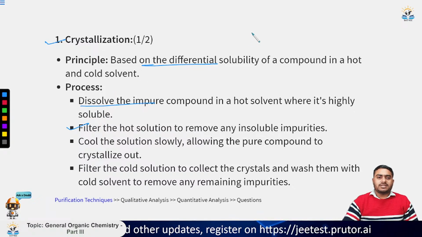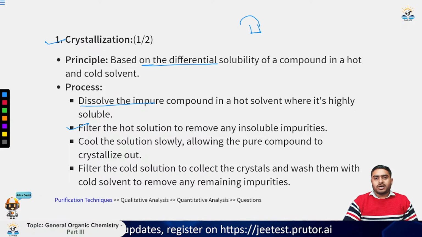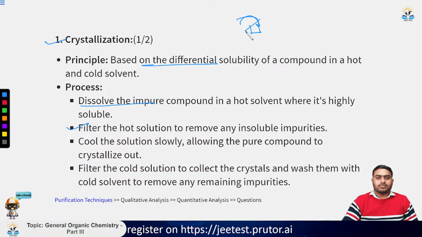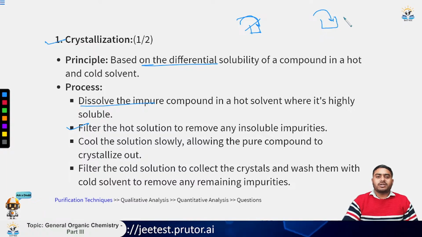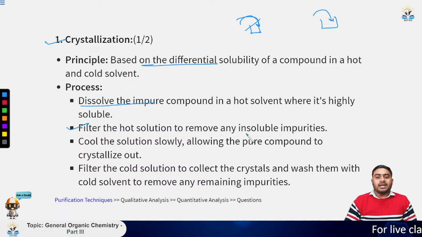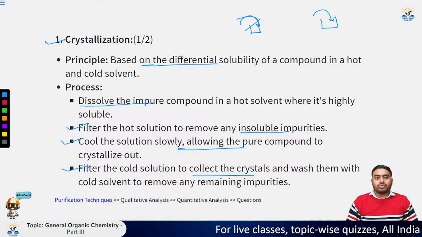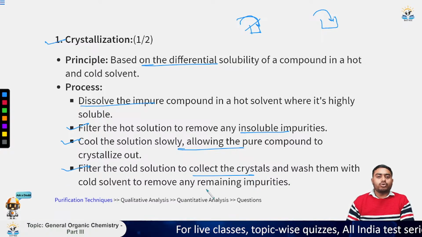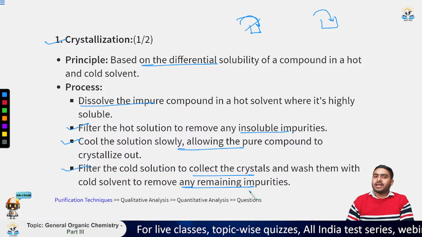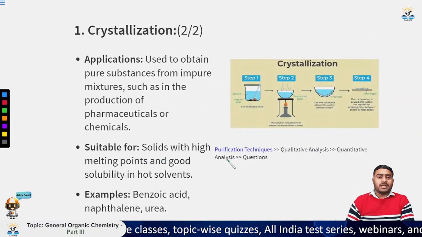Suppose this is the hot solution, and we pour the impure substance here. First of all, this is the hot solution, then dissolve the impure compound into it. It becomes soluble, and then filter the hot solution, if any insoluble impurity is present, to remove it. Cool the solution slowly, allowing the pure compound to crystallize out, and then filter the cold solution to collect the crystals and wash them with the cold solvent to remove any remaining impurities. Then you will get crystals.